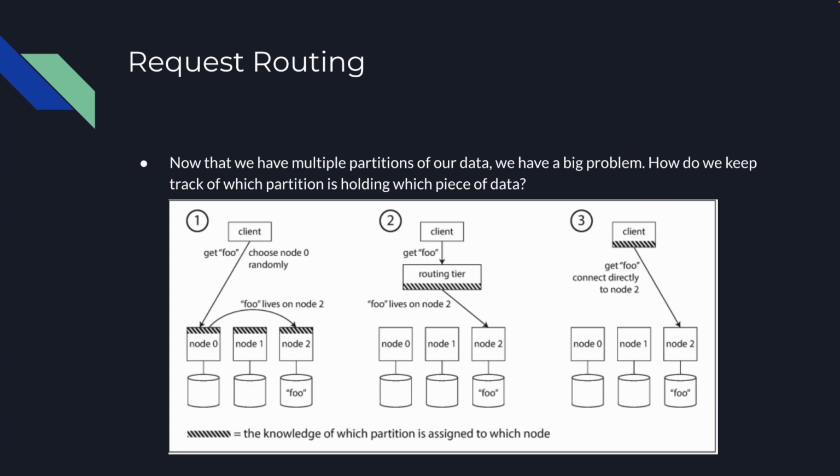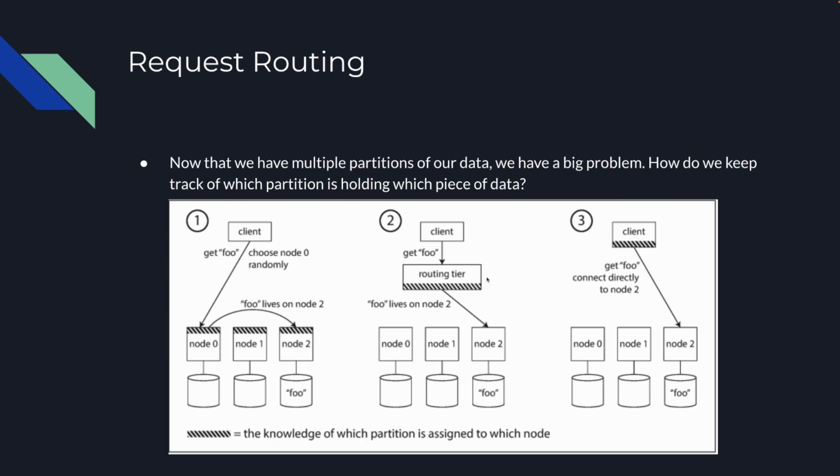Another issue that comes up with partitioning is request routing. Now that we have multiple partitions of our data, we have a bit of a problem: how do we keep track of which partition is holding a piece of data? There are a few approaches here. The first approach is that each node itself knows about the location of all the data in the database, and you choose a random node to receive your request. If it has the data, great, it can serve it to you. If not, it will forward the request to the node that actually has it. So in case number one, the client sends a request to a node randomly, that node doesn't have the data, and it can simply bounce it to the node that does.